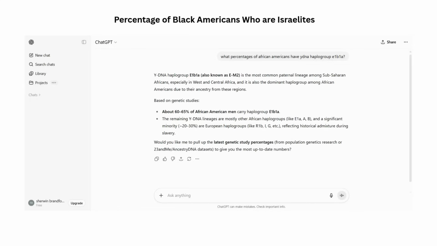I want to take a look to see what percentage of Black Americans are Israelites. And knowing what we know about what the DNA profile of an Israelite looked like, I went to ChatGPT to take a look and do some research. And what I found was, as you can see on the screen here, the percentage of Black Americans with Y-DNA haplogroup of E1B1A is 60 to 65%.